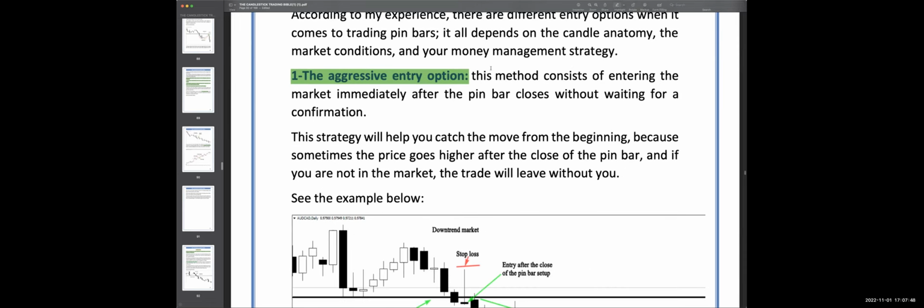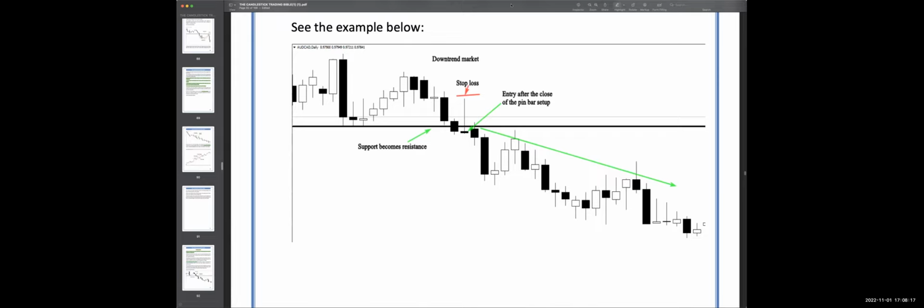The aggressive entry option: this method consists of entering the market immediately after the pin bar closes without waiting for a confirmation. This strategy will help you catch the move from the beginning because sometimes the price goes higher after the close of the pin bar, and if you are not in the market, the trade will leave without you. Okay. This is the daily chart. We're in a downtrend market. There is the pin bar entry after the close of the pin bar. That's an aggressive entry. This is an example of an aggressive entry.